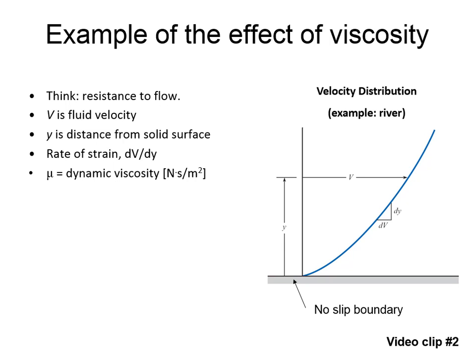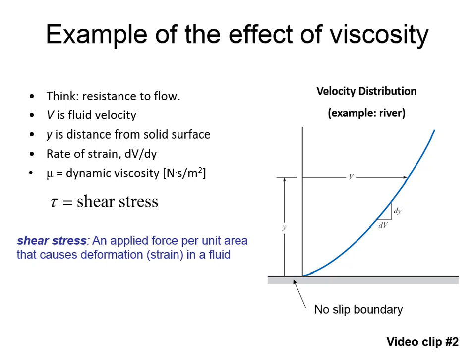Okay, mu, the Greek symbol mu, is the variable that we use to represent viscosity, also known as dynamic viscosity, also known as absolute viscosity. And it has units of newton seconds per meter squared. Shear stress is an applied force per unit area, so it has units of newtons per square meter. And it's applying the shear stress that causes the deformation, or the change, in the substance that's having the force applied to it.